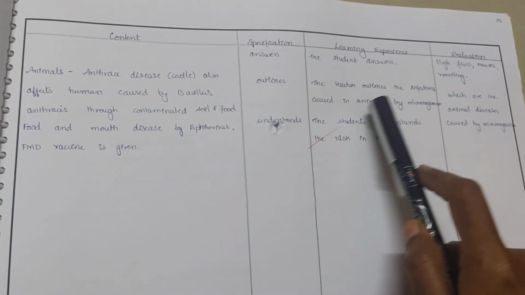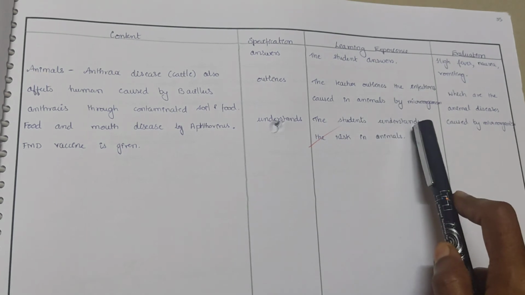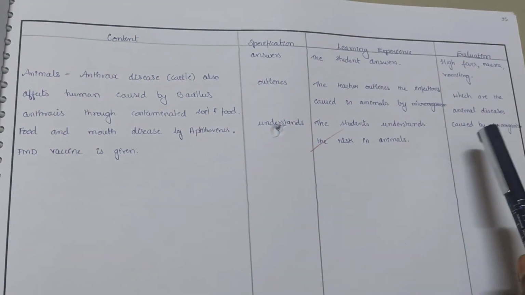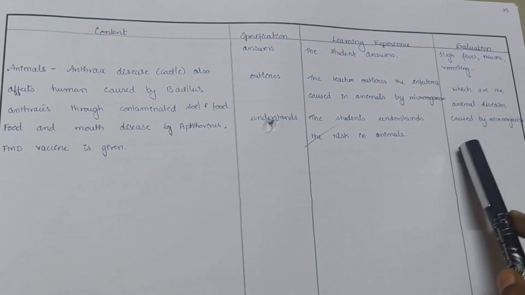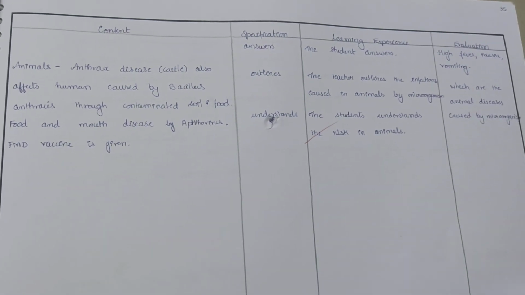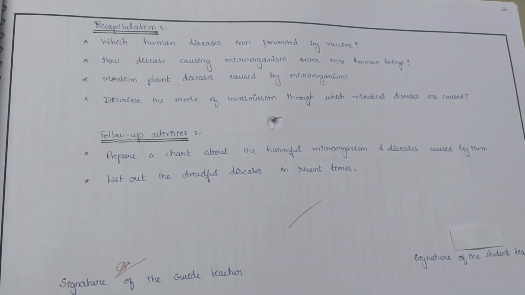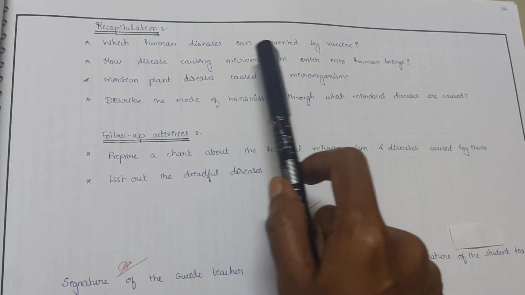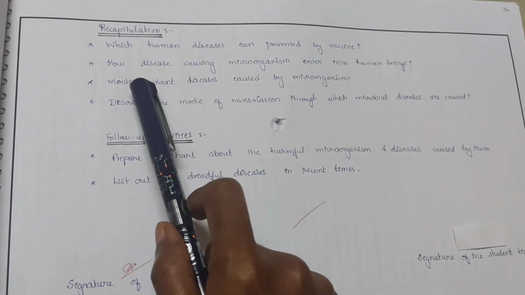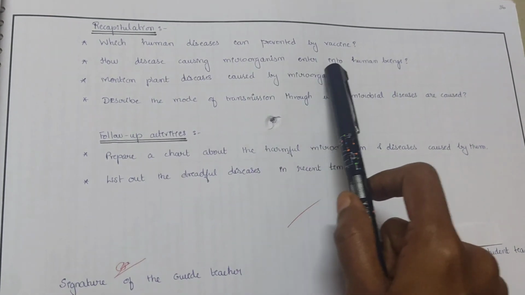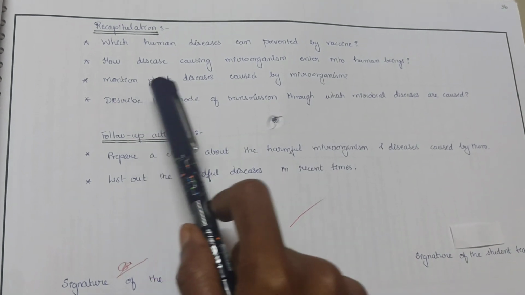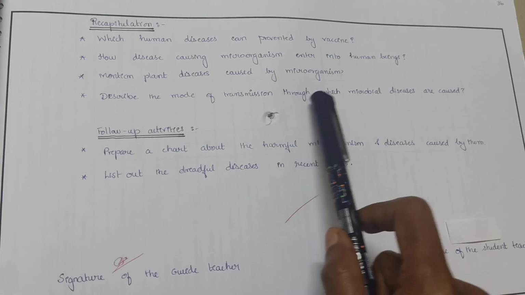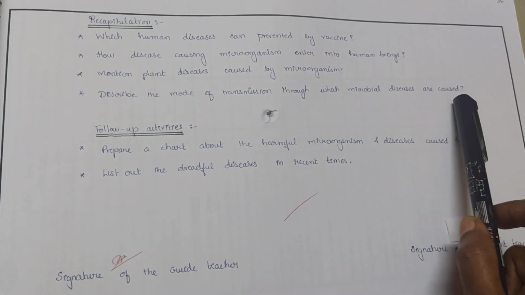Outlines: the teacher outlines the infections caused in animals by microorganisms. Understands: the student understands the risk in animals. Which are the animal diseases caused by microorganisms? Recapitulation: Which human diseases can be prevented by vaccine? How do disease-causing microorganisms enter into human beings? Mention plant diseases caused by microorganisms. Describe the mode of transmission through which microbial diseases are caused.